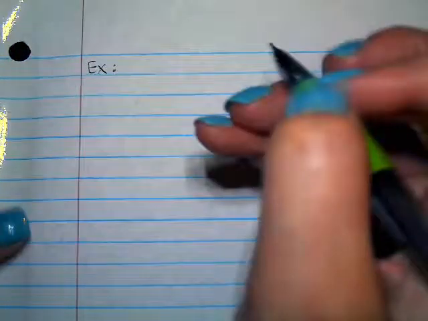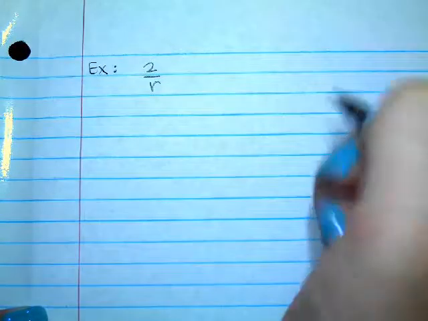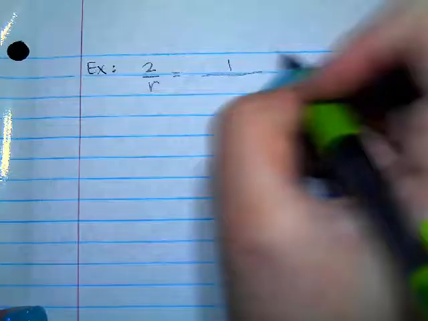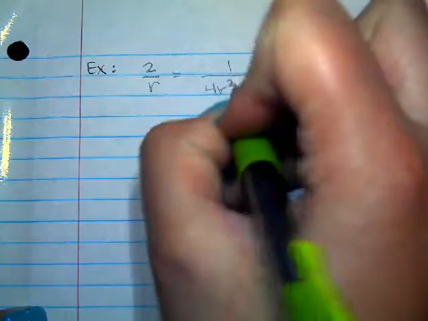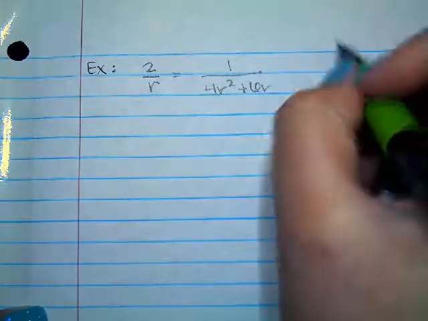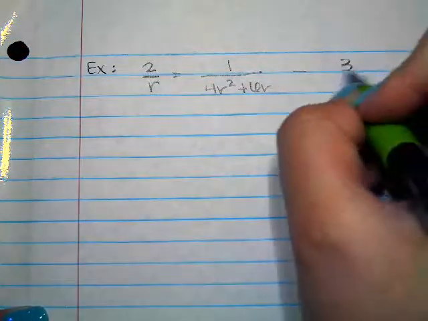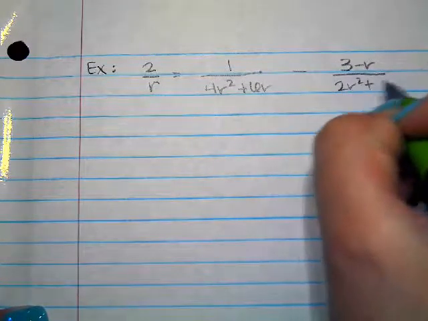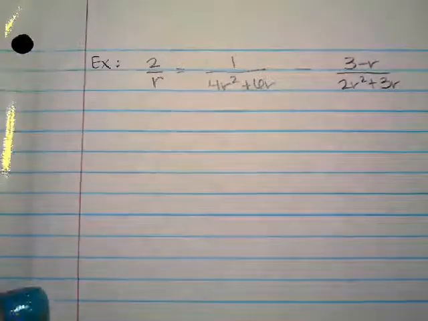Examples to make sure that we are good to go. All right. Example 1: 2 over r equals 1 over 4r squared plus 6r minus 3 minus r over 2r squared plus 3r.